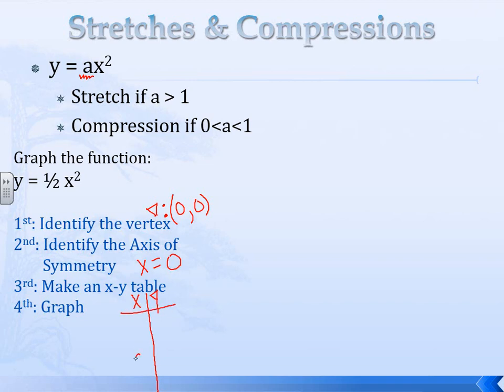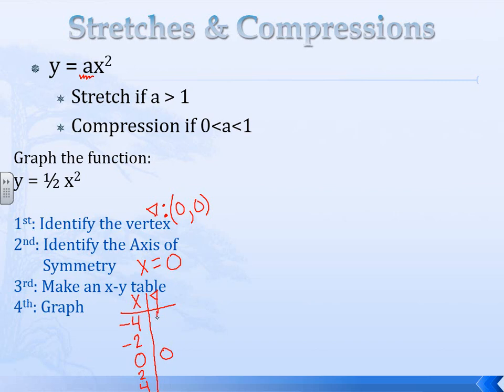For the xy table, we're going to put 0, 0 in the middle. Now I'm going to pick two numbers less, but since I have to take a half of the number, I'm going to pick even numbers, -2 and -4, and then 2 and 4. And I did even numbers above and below 0.